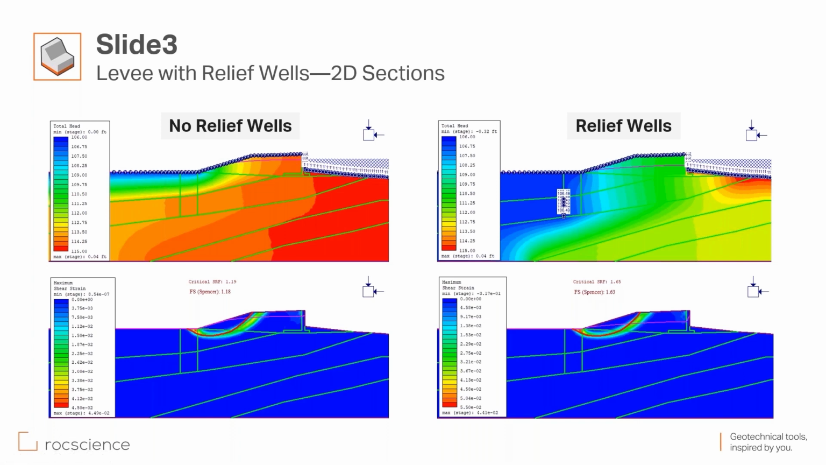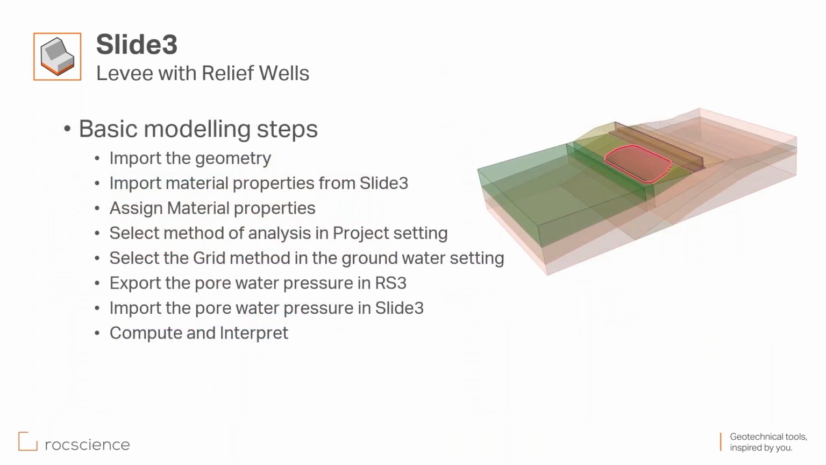But the problem is, in 2D, when you define these relief wells, it is assumed that they are continuous, normal to the plane of the 2D model, so it's extruded. But in a real 3D model, you can define these relief wells at different spacings. For example, in this model, we're going to create a geometry and define the relief wells at a distance of 50 feet to see what happens. So we do the seepage analysis in the RS3 software, and then we bring the results to the Slide3 software.